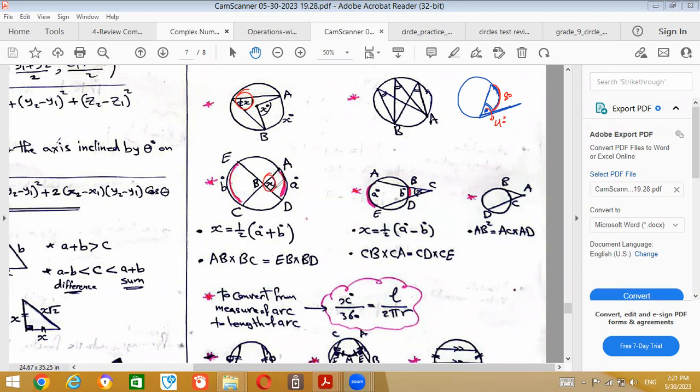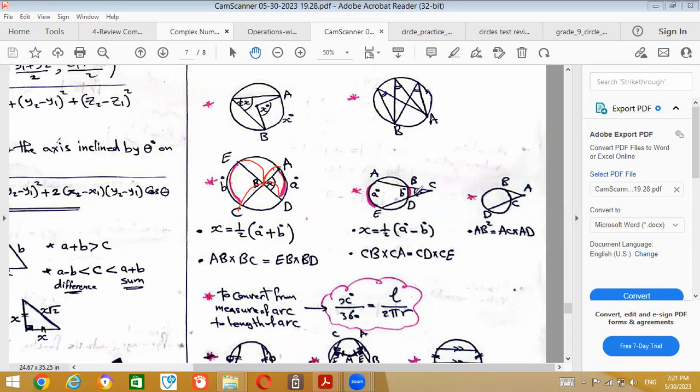And here, this angle is not central and it's not inscribed, and this angle, I call it x, equals half the sum of the opposite arc and the behind arc, okay. And also there is another relation which is AB times BC equals EB times BD, okay.